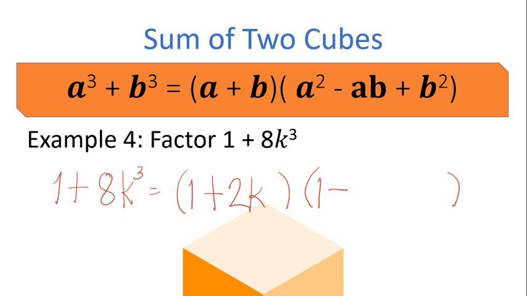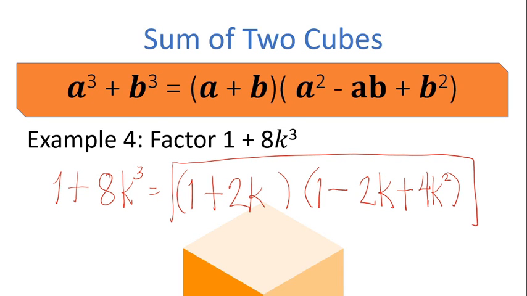Multiply the first term and the second term of the binomial factor. 1 times 2k is 2k. Always positive for the last term. And then square 2k, which is the last term of the binomial factor. The answer is 4k squared. The factor of 1 plus 8k cubed is the quantity of 1 plus 2k times the quantity of 1 minus 2k plus 4k squared.